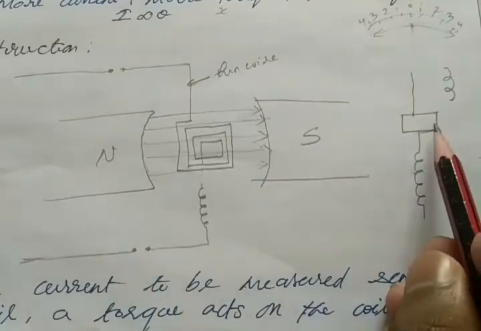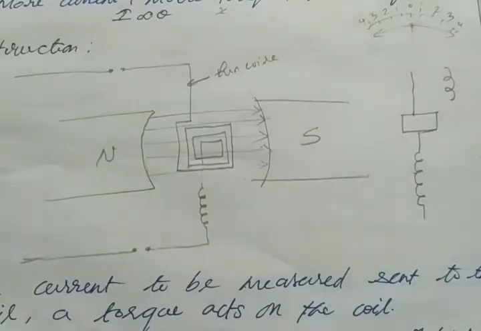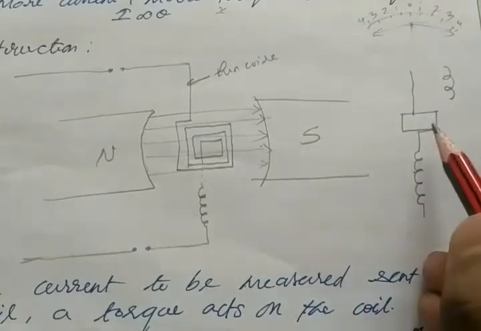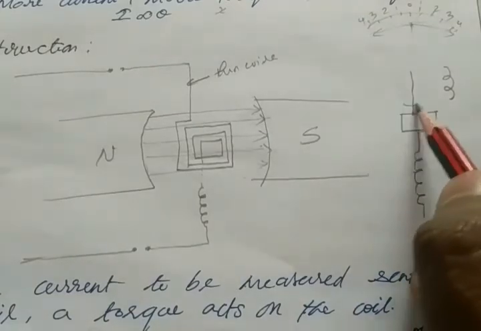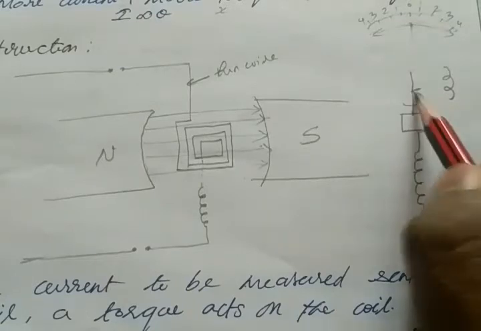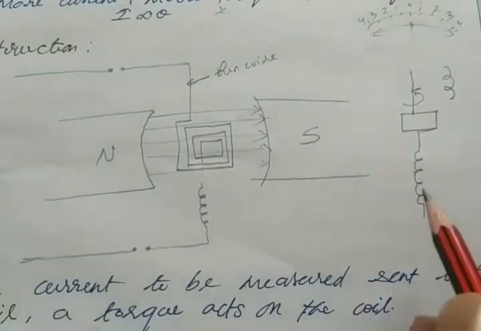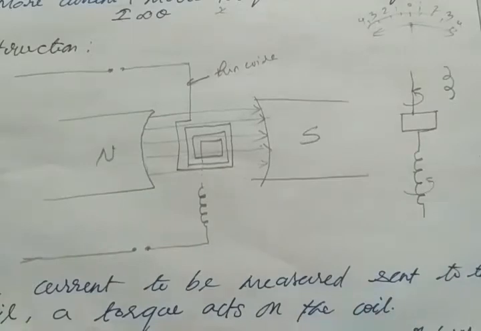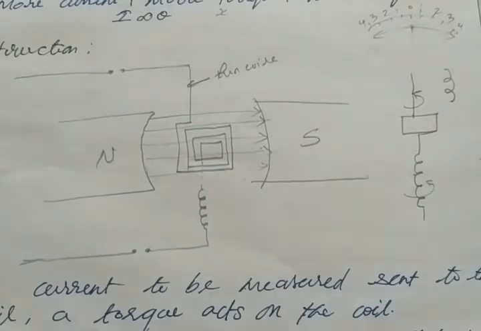When the coil gets torque, a rotational force, it experiences rotation. Because of this rotation of the coil, the thin wire also gets rotated, and the spring also gets rotated. So when it starts to rotate, then it experiences a force, or it stores a force. That force is known as torsional force or restoring torque.